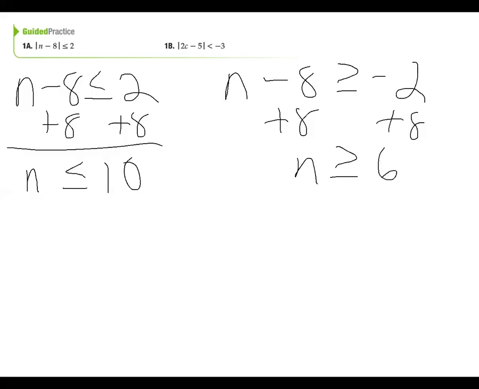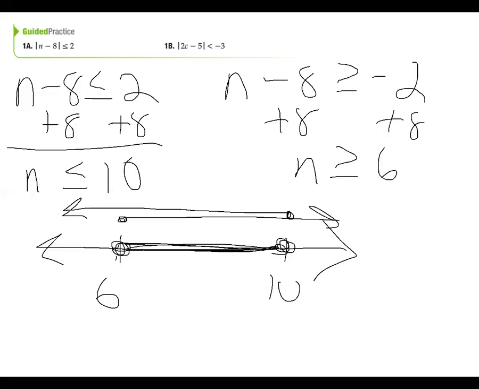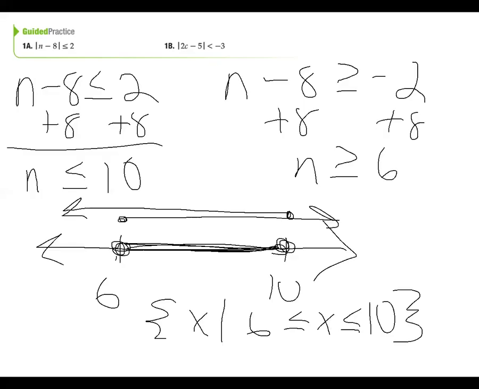So if I graph both at the same time, I would get, here's 10, here's 6. You could shade 10 everything to the left, shade 6 everything to the right. And so the overlap is the intersection, that's the ones in between. So it's x such that x is less than or equal to 10, greater than or equal to 6. And that's the solution set.